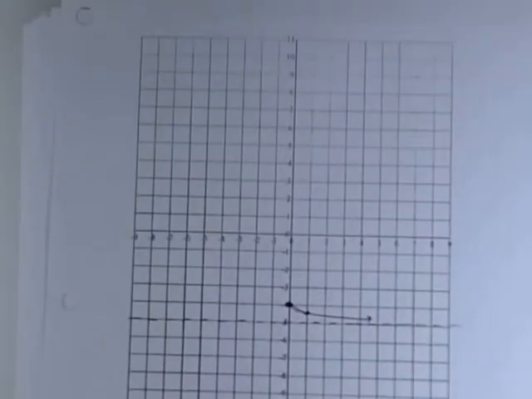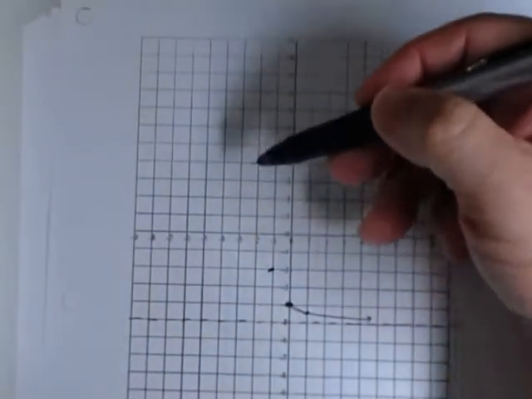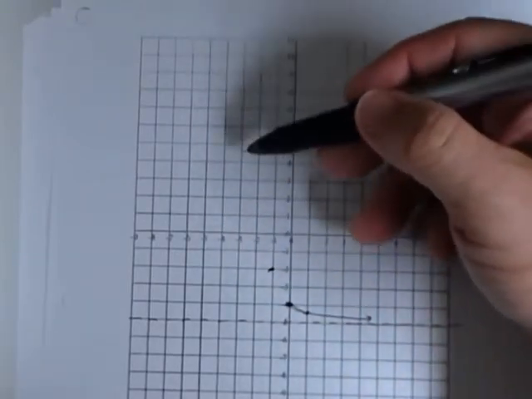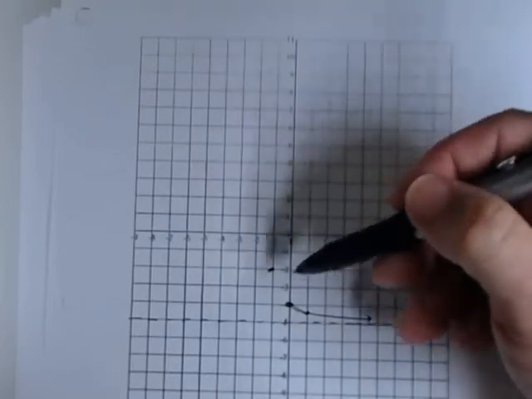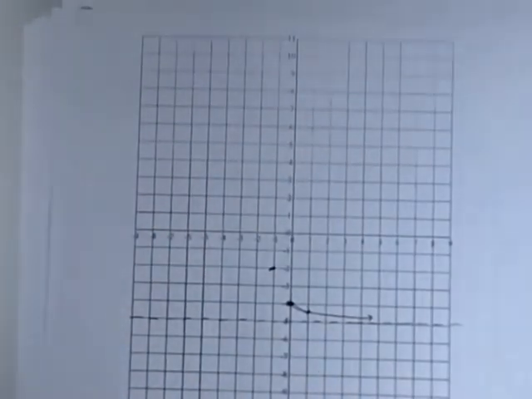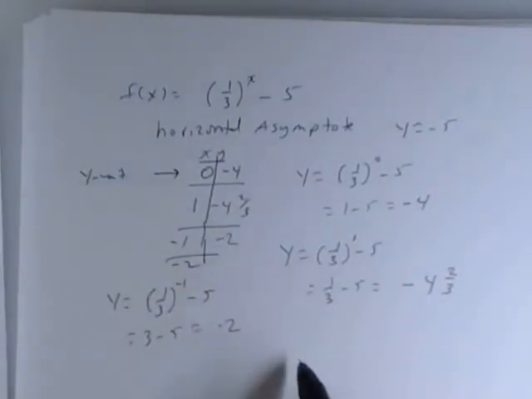So I get -1, -2. And give me one more point on this side to help you draw a better graph that's decreasing rapidly right here. So it's decreasing rapidly, but I got to draw a better graph. So let's use -2. So if x is -2, I get y equals.